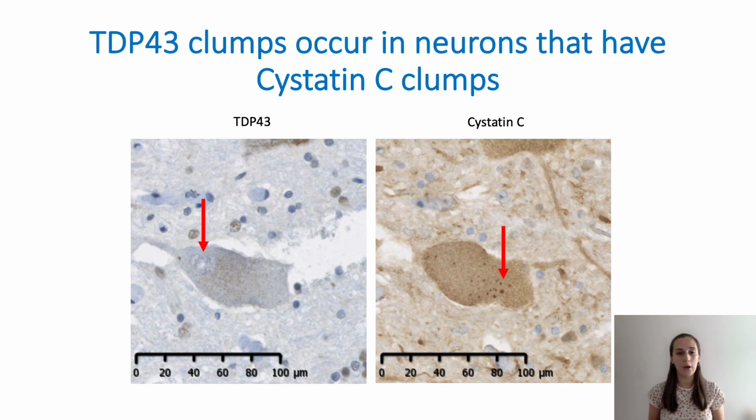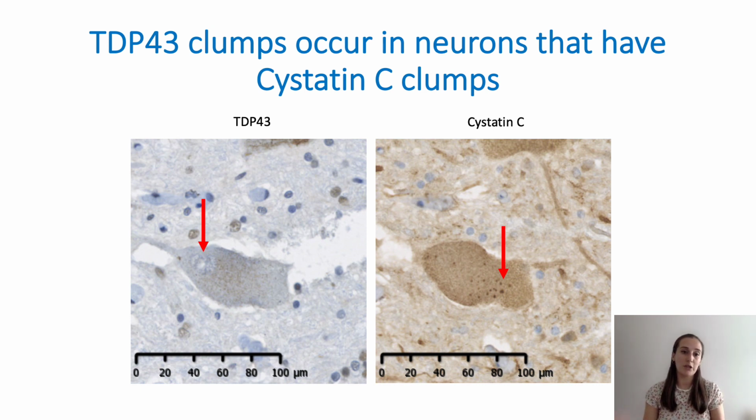But why do I care about both of these proteins? Well, they are both misplaced, and they are both forming clumps. But I have shown that TDP43 clumps are occurring in neurons that have reduced and clumpy Cystatin C. So they're occurring within the same cell together.